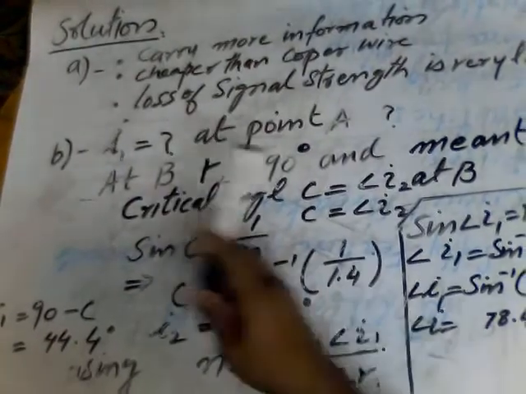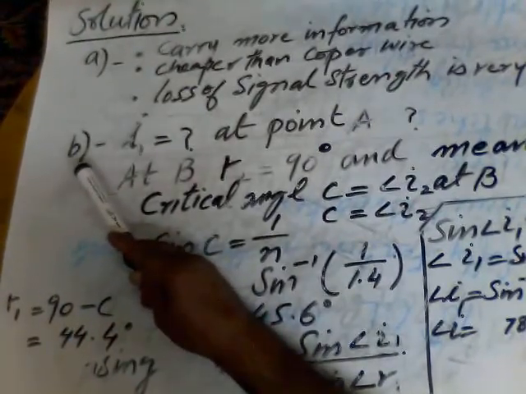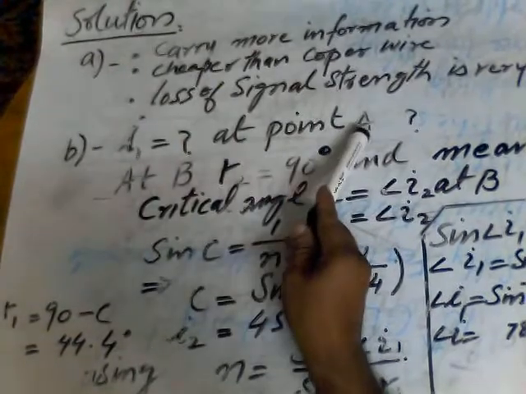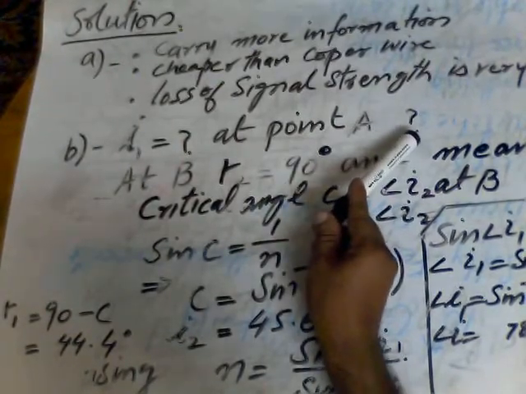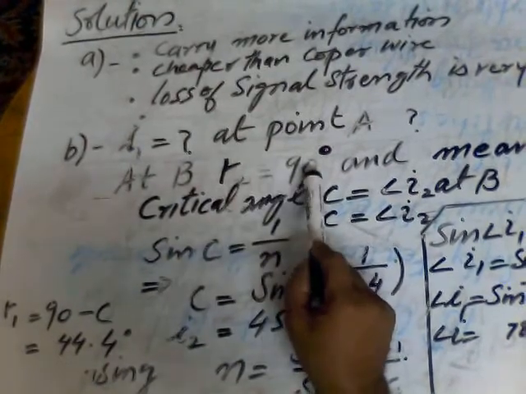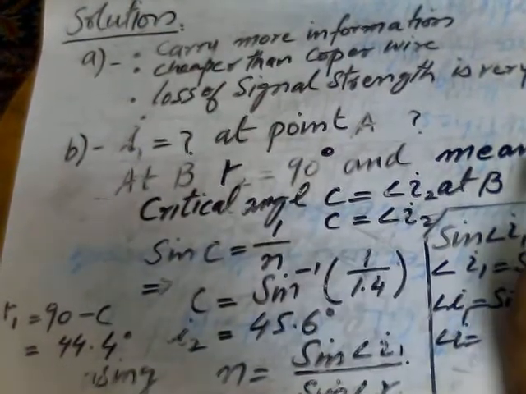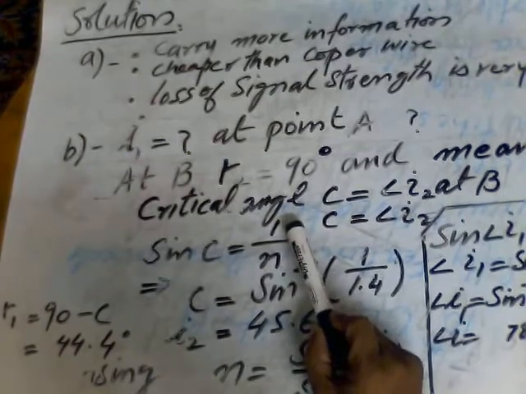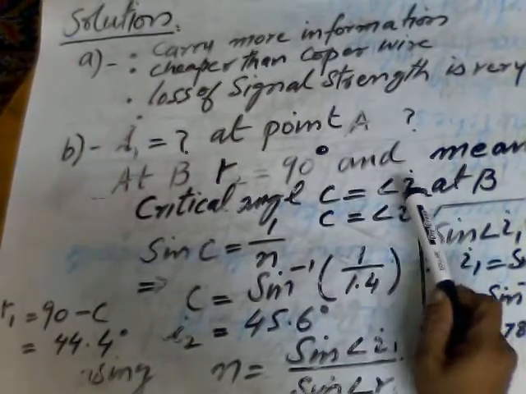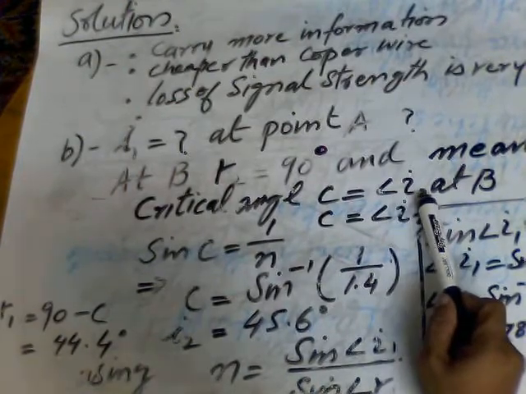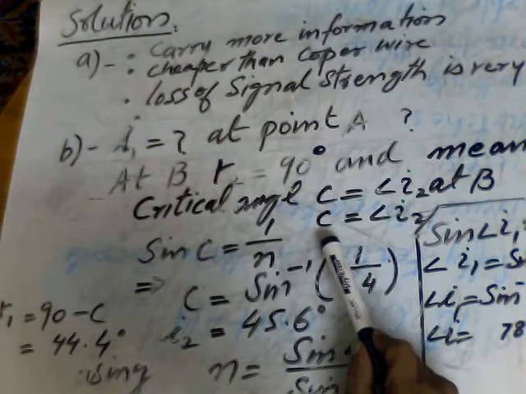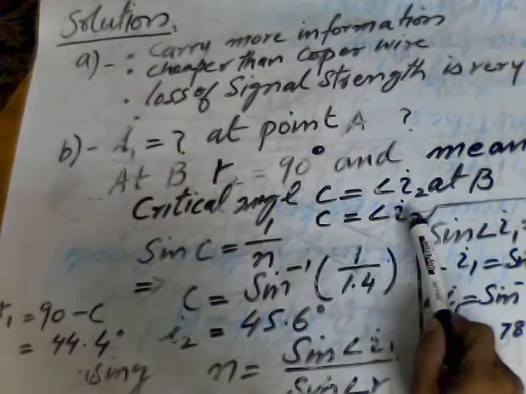Now, part B. I1 we have to find at point A, that is question mark. At point B, R2 is 19, and it means that the critical angle C at point B is equal to angle I2. Therefore, critical angle C is equal to angle I2.